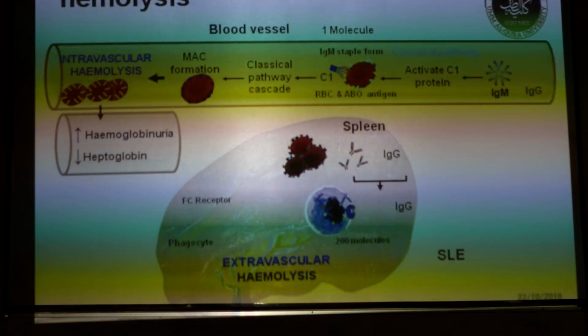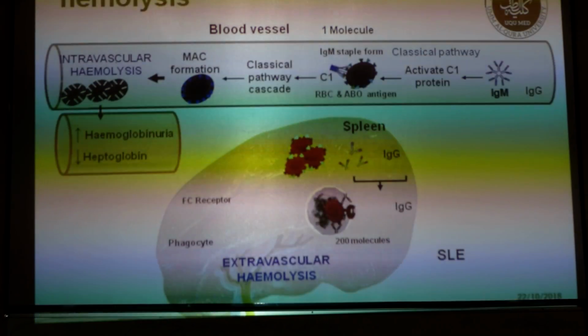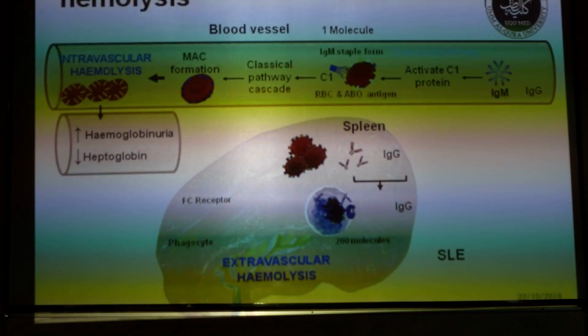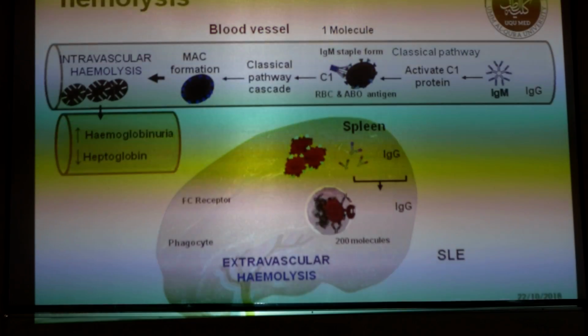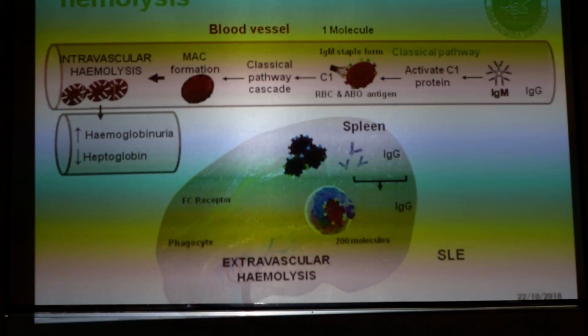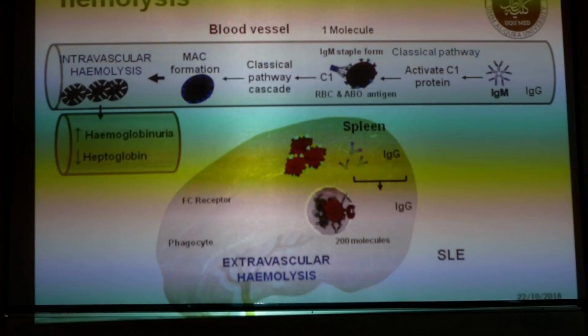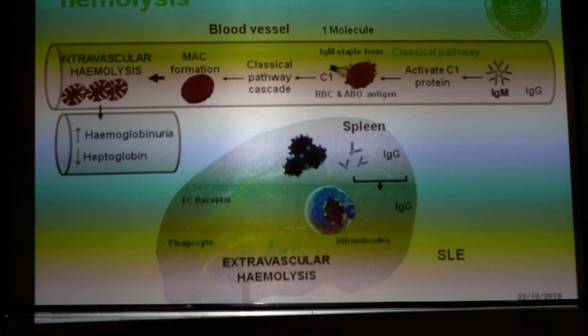And the example is autoimmune condition SLE, systemic lupus erythematosus. So these are the two examples, just for the sake of understanding how the complement is involved, whether it is intravascular hemolysis, and how the complement is involved if there is extravascular hemolysis.